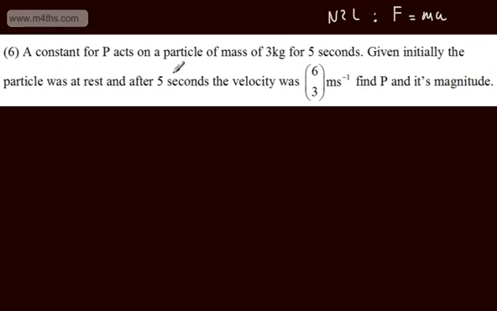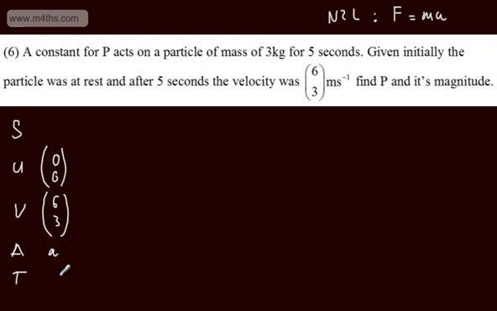So let's collect some information, and what we're going to do is use SUVAT. We're looking for force P and its magnitude. Force is given in newtons, and again we can represent this in vector form. So back to our constant acceleration equations. Initially it was at rest, so u is 0, 0. After 5 seconds v is 6.3, and we can plug that in. We'll call the acceleration a, and the time is 5 seconds.